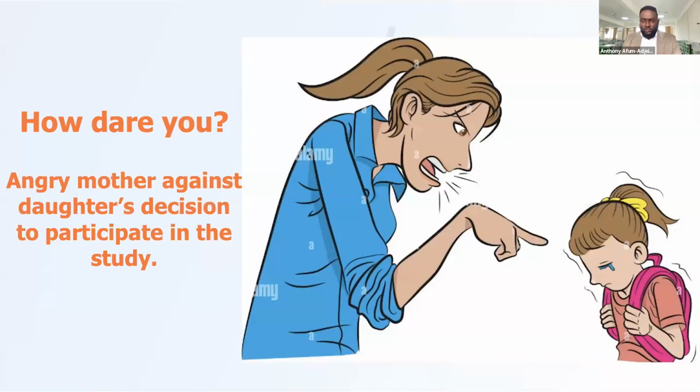We had a case where a mother was upset with her daughter for participating in the study and donating blood. And the mother reacted quite harshly, in a way that it was almost impossible for us to intervene because it was a family affair, but we felt responsible for putting the child, or rather not a child, an 18-year-old, into the situation for choosing to participate in our study.